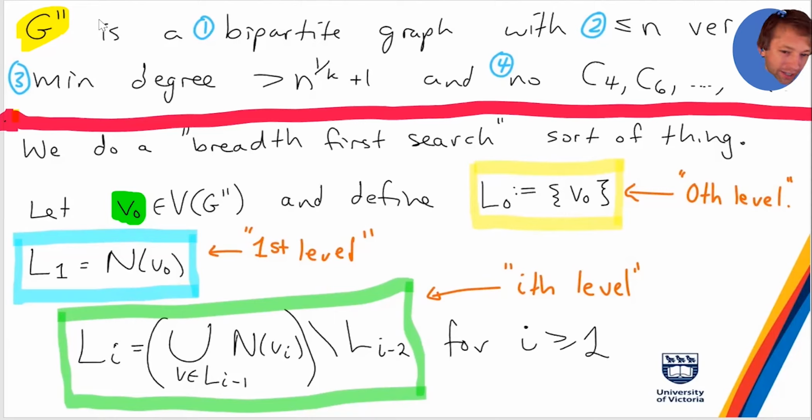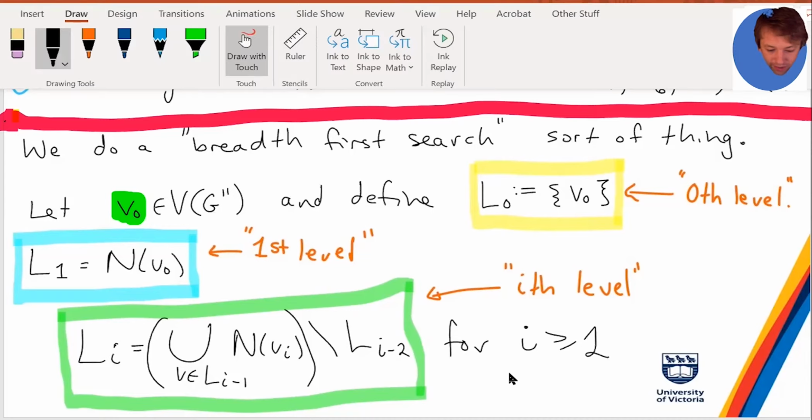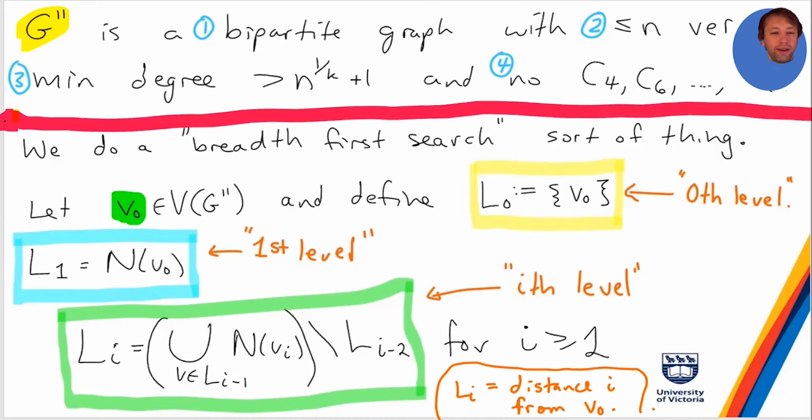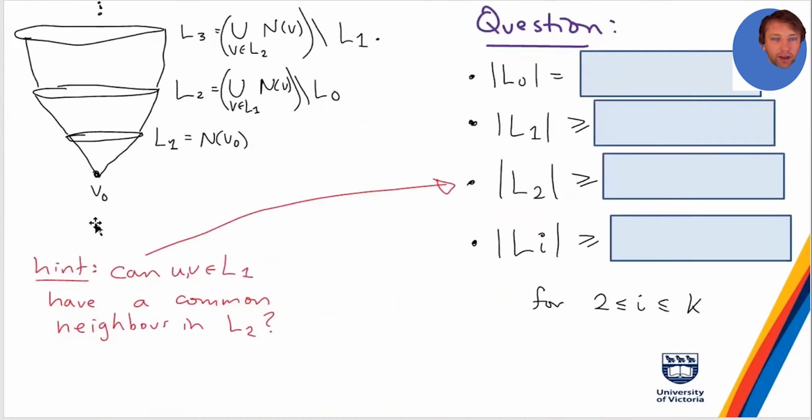Actually it's good enough to just say it's not in the i minus 2 level, because it can't be in a previous one. Basically Li is the things at distance i from V0. Actually, that's probably the best way to say it. So Li equals the vertices at distance i. Maybe that would have made my life a lot easier to just say that. Okay, so all the vertices at distance i. Here's a picture.